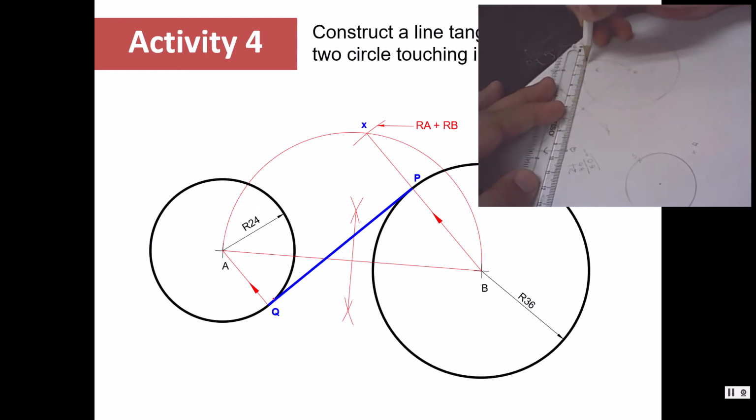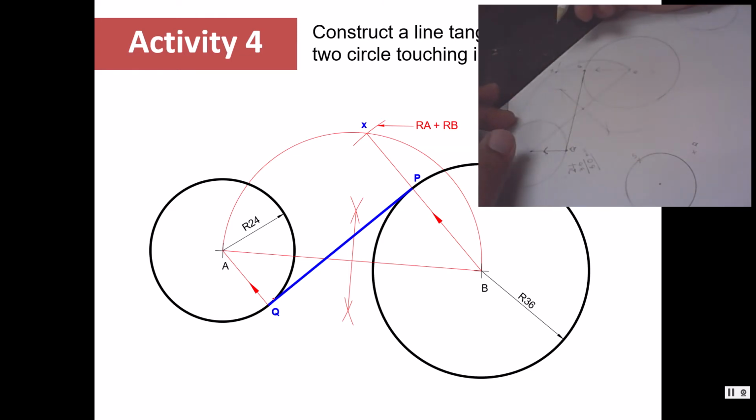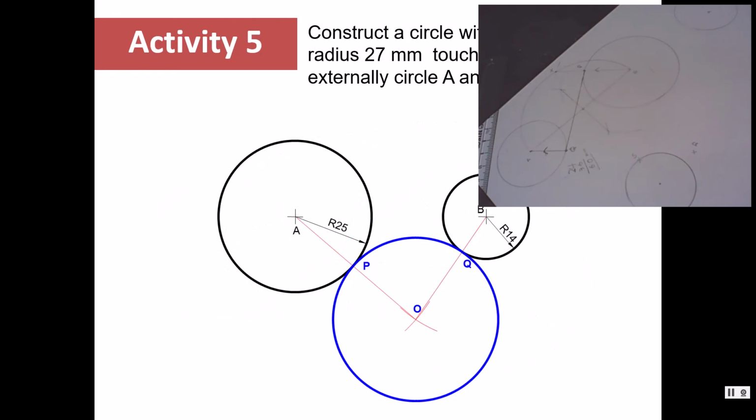Okay, so this is the tangent line that touches externally between these two circles. Okay, so that's activity 4. We move to activity 5.